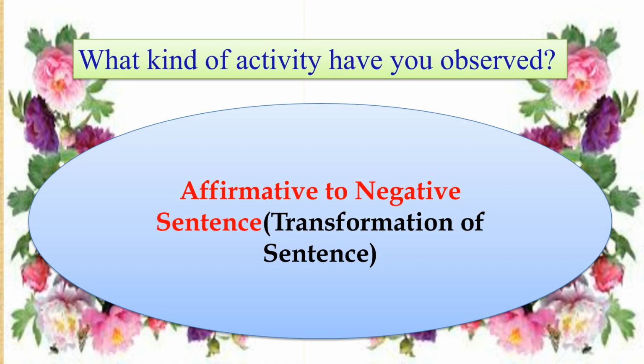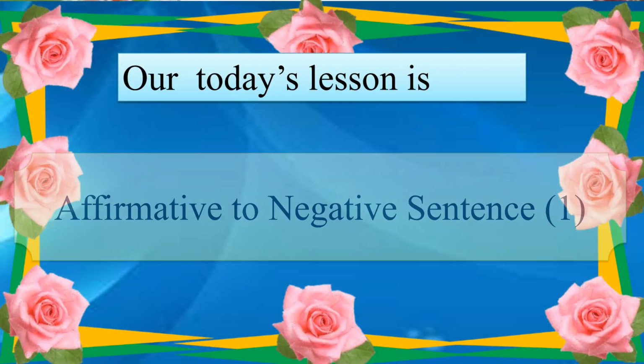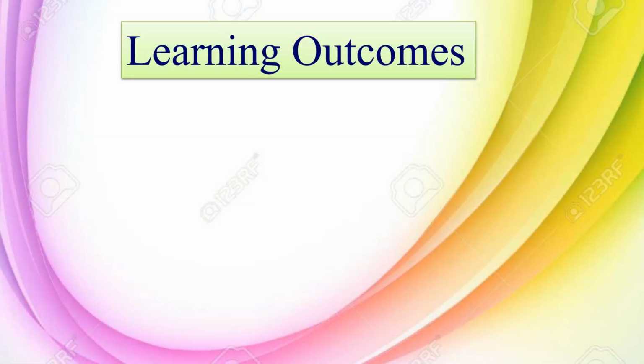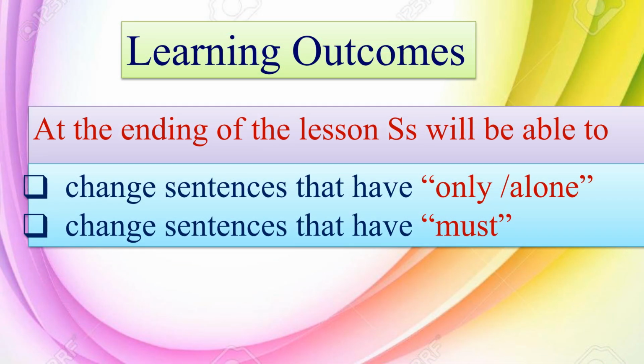We are going from an affirmative to a negative sentence, which is a transformation of sentence. Our today's lesson is Affirmative to Negative Sentence, Part 1. The learning outcomes are to be able to change sentences that have only or alone and sentences that have must.